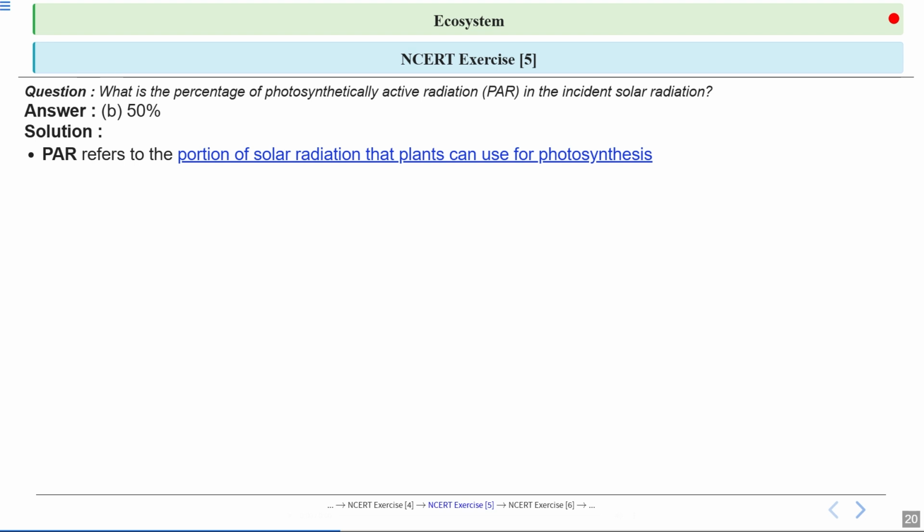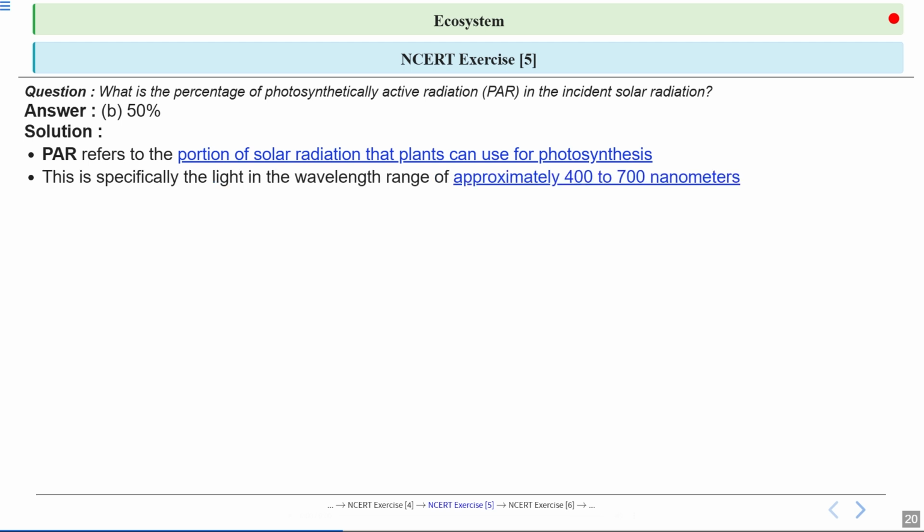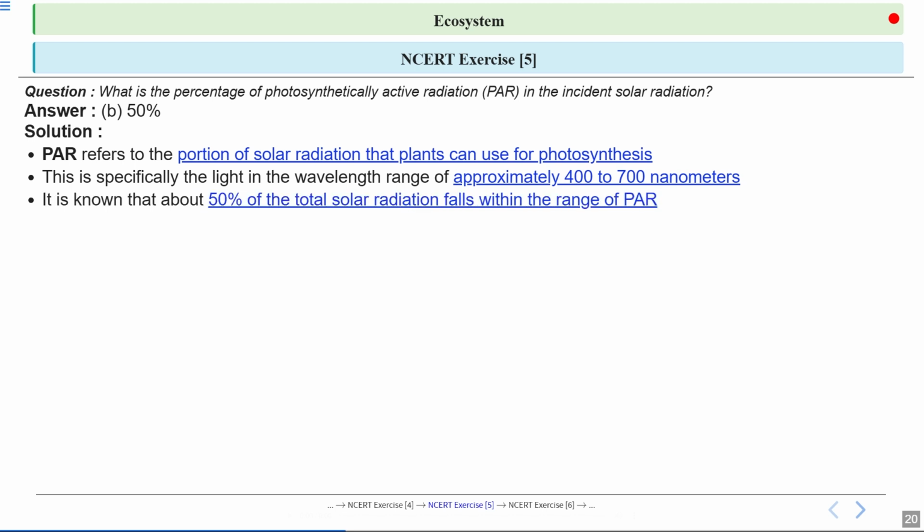So PAR stands for the portion of solar radiation that plants can effectively use for photosynthesis. This specific range of light, usually between 400 to 700 nanometer, is known as photosynthetically active radiation. Now, visible light is the part of the electromagnetic spectrum that humans can see with a wavelength ranging from 400 to 700 nanometer. Now, it is known that about 50% of the total solar radiation falls within the range of PAR.